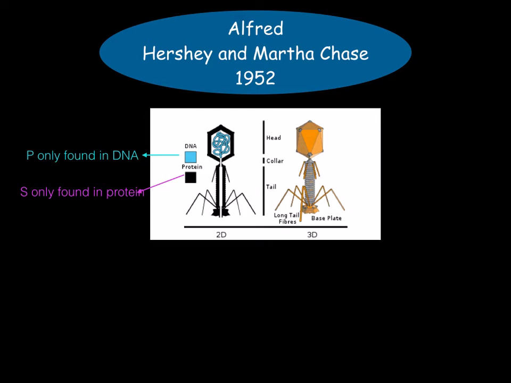So the radioactive phosphorus is only found in the DNA, and the radioactive sulfur is only found in the protein. And you know that a virus has got the DNA inside and a protein coat on the outside. So what do you think will happen if only DNA is injected into the bacteria? Which radioactive element will you find in the bacteria? Only radioactive phosphorus will be found in the bacteria.